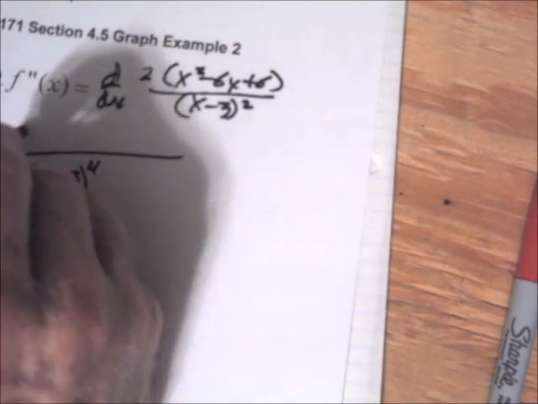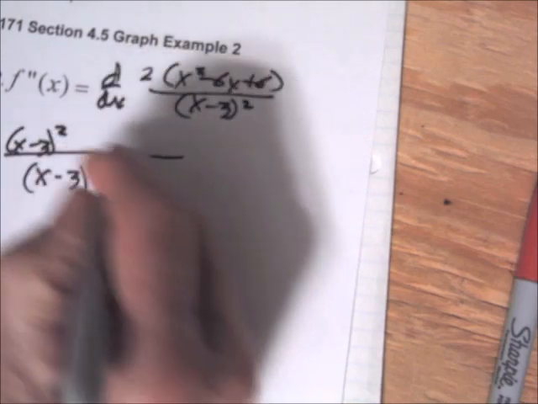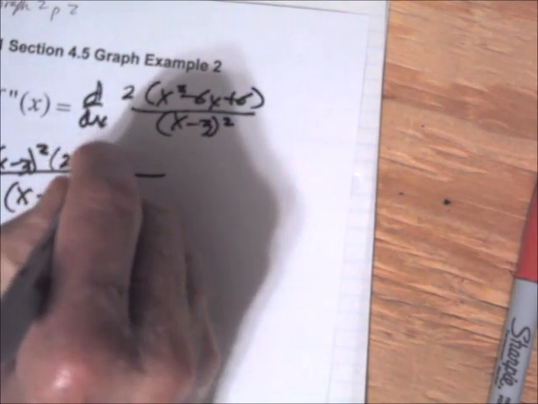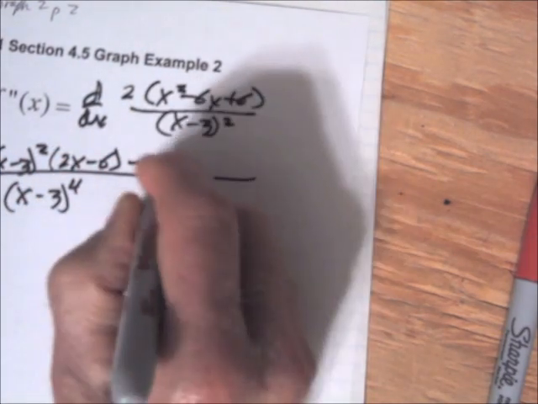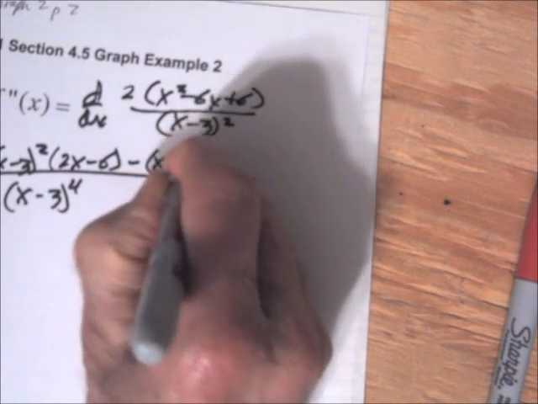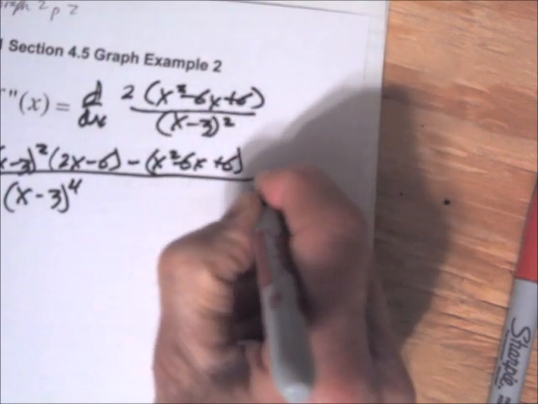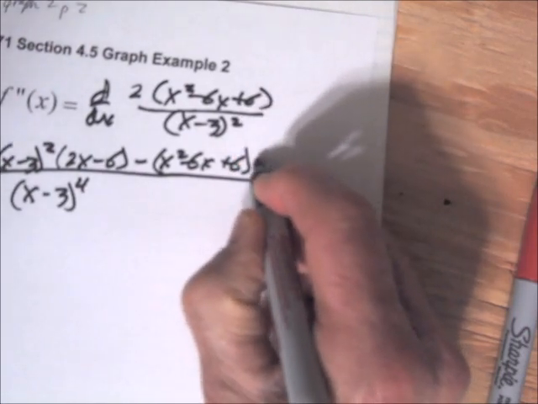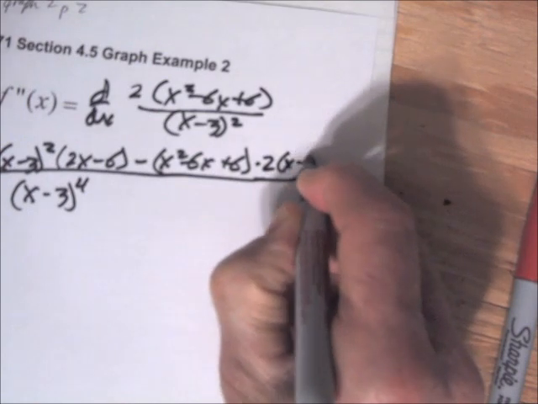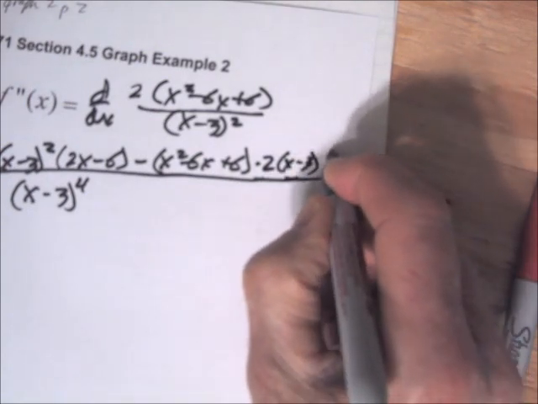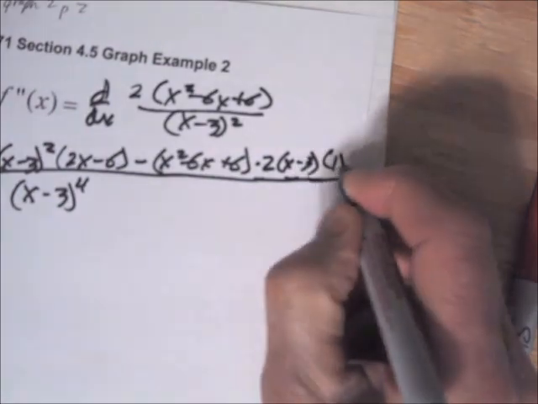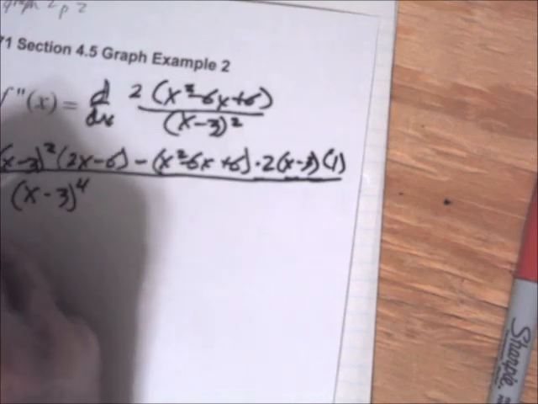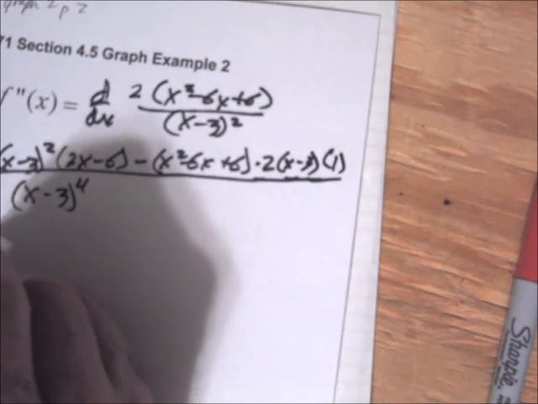And then (x minus 3) squared times the derivative of the numerator, which will be 2x minus 6, minus the numerator, which is x squared minus 6x plus 6, times the derivative of the denominator. With the denominator, we can use the chain rule. The outer function is squaring, so it's times 2 times (x minus 3), and then times 1. The derivative of the inside function is 1. And the whole thing is multiplied by 2. I have a 2 out in front here.